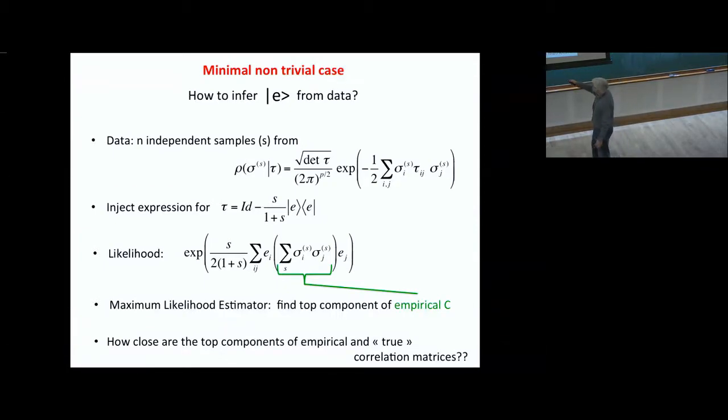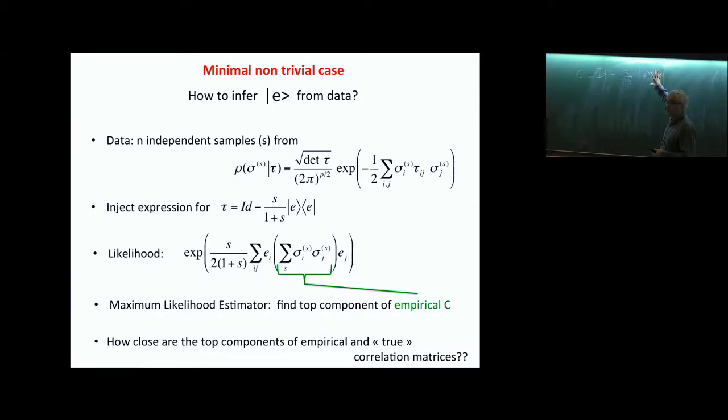So the likelihood will be a function of E, which is a sum over ij of Ei, Ej, times this covariance matrix from the data. And there is a positive factor in front of that. So if I want to do maximum likelihood estimation, that means I should maximize this over E. And if E is a normalized vector, that means I should get the top eigenvector of this thing. So we see that we have a maximum likelihood setting, which is exactly equivalent to principal component analysis. You take the covariance matrix, and you want to maximize this thing here. Take the top eigenvector.